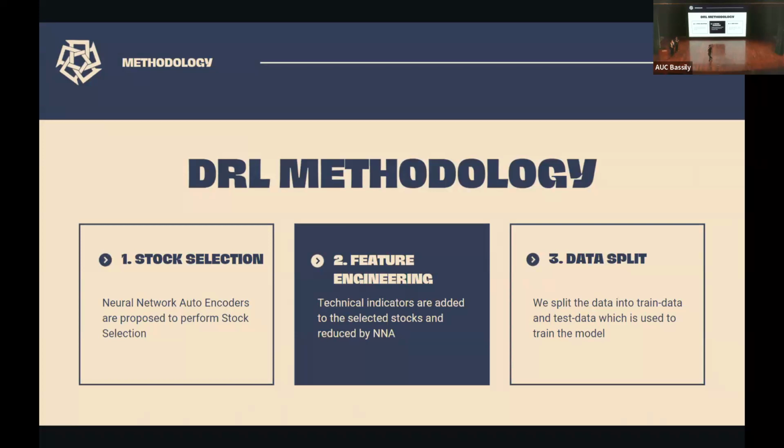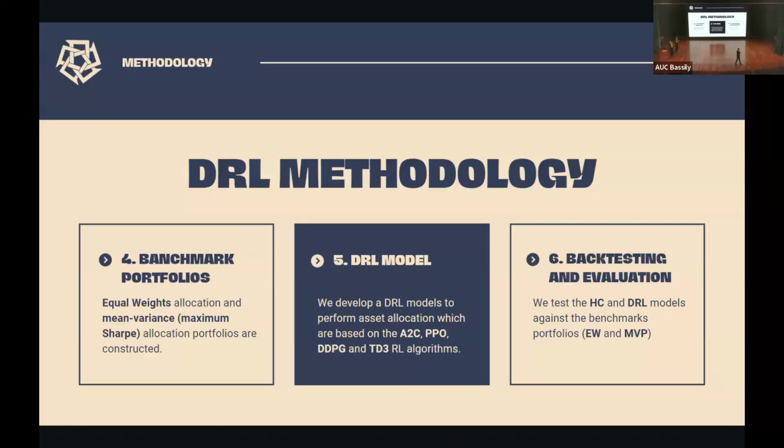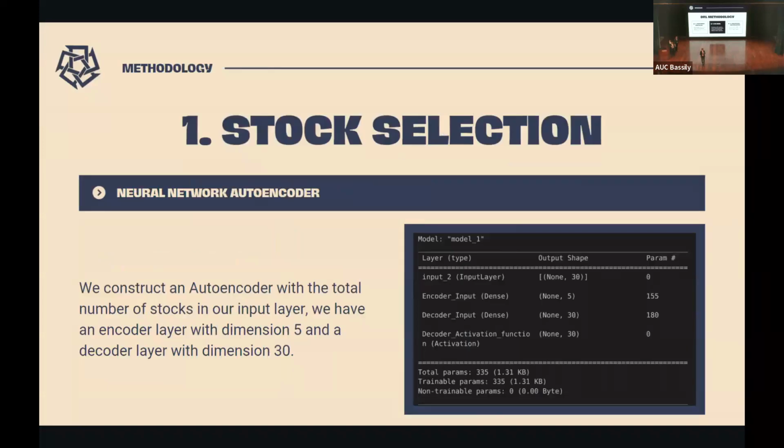So the methodology that we followed for the DRL: we first used the Dow Jones data set, and we propose an autoencoder to perform stock selection. Then we add some technical indicator feature engineering to the stocks, and then we do a data split in an 80-20% fashion for the training and the testing of the model. Then we build 2 benchmark portfolios, the equal weight portfolio and the mean variance portfolio, to benchmark against the 4 models. And then we did some backtesting and evaluation of these models against the benchmark. So we'll talk more about these methodologies.